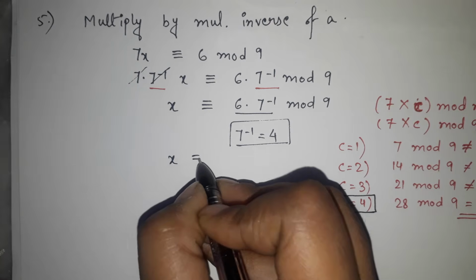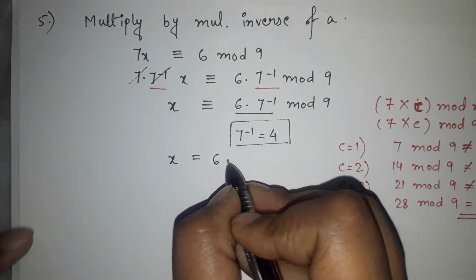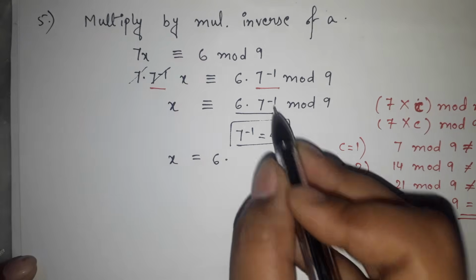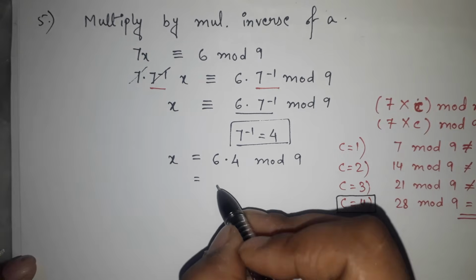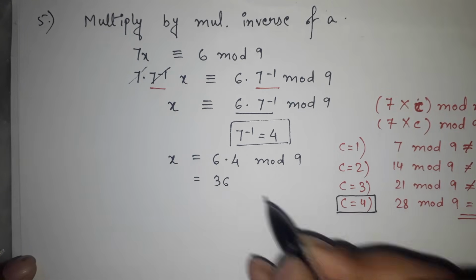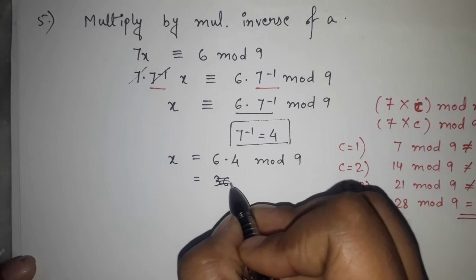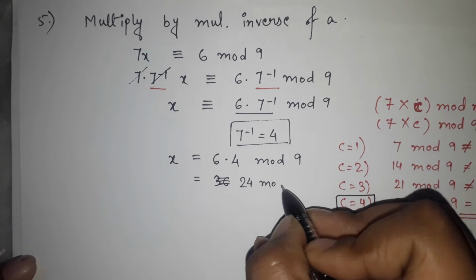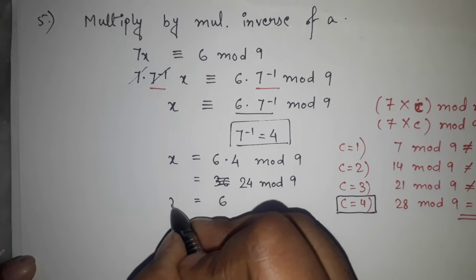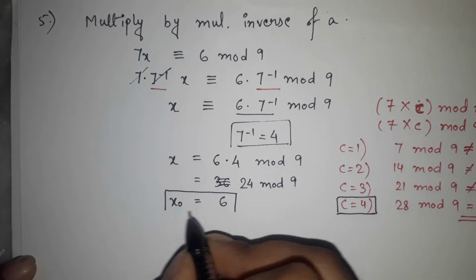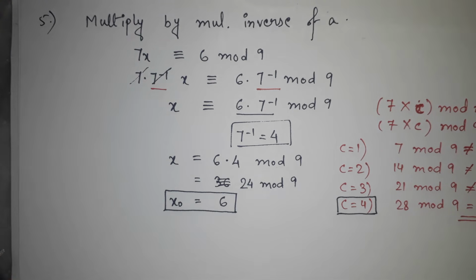So x will be equal to 6 into 7 inverse. In place of 7 inverse I will write 4 mod 9. So that is equal to 6 into 4, which is 24. 6 into 4 is 24 mod 9, and 24 mod 9 equal to 6. So this is the first value of x that we have got, because as we know, the ultimate question is finding the value of x, the solution. So one solution that we got is x0 equal to 6.